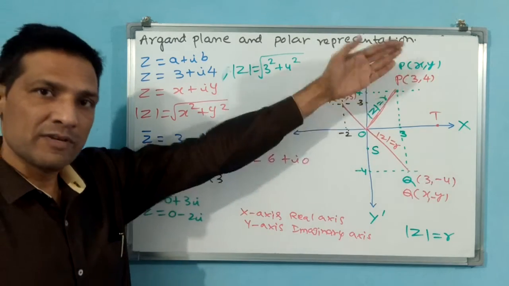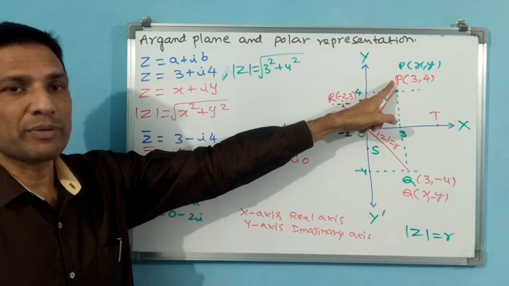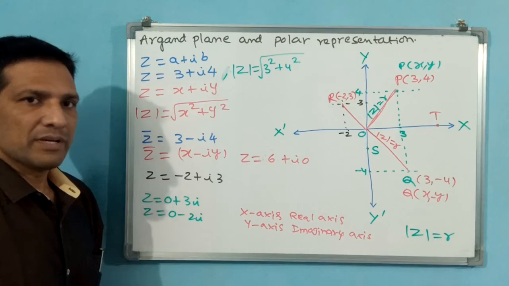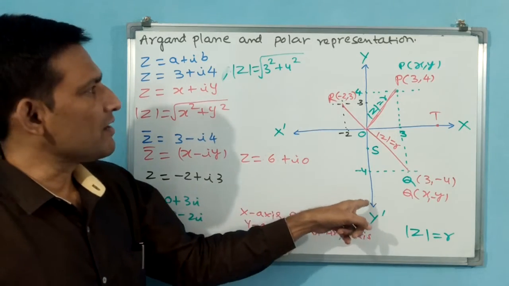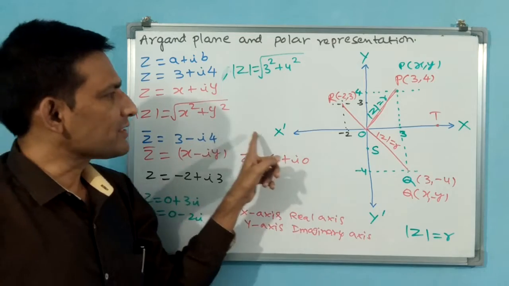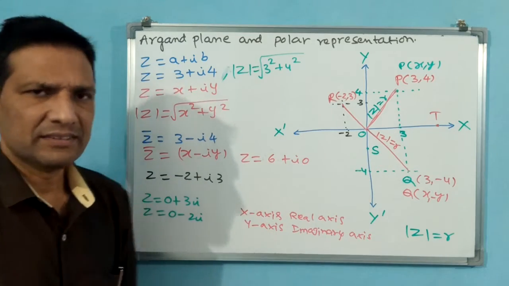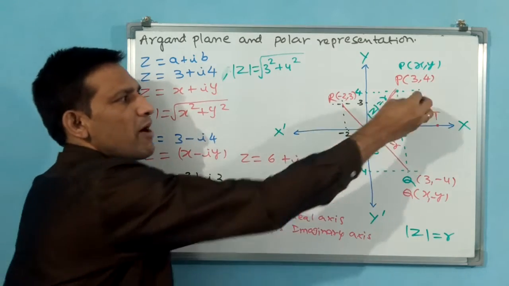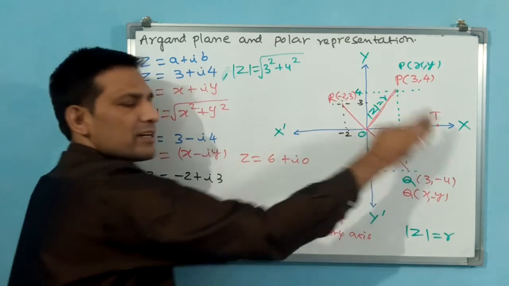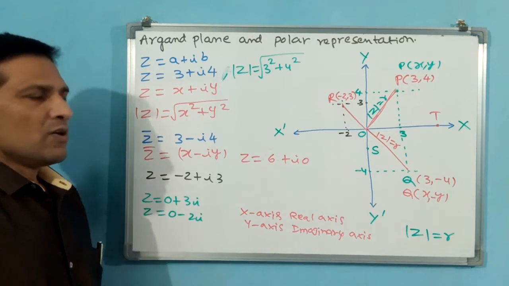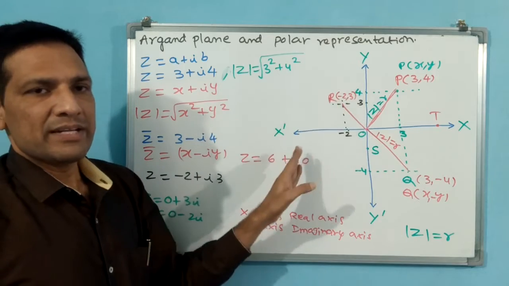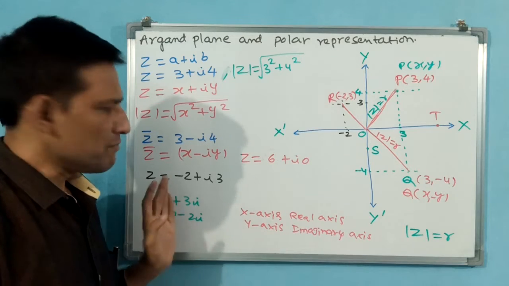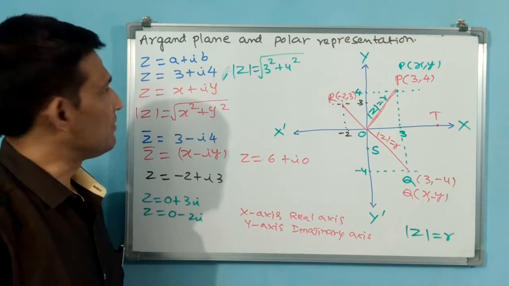The conjugate is a mirror image of the original complex number. See, P is the original complex number, Q is the conjugate of this one. Mirror image. Pure imaginary points are on the y-axis. Pure real points are on the x-axis. Depending on the sign of the real part or imaginary part, the point lies in the first, second, third or fourth quadrant: XY plane, X'Y plane, X'Y' plane, XY' plane. It depends on the sign or value, whatever it may be.